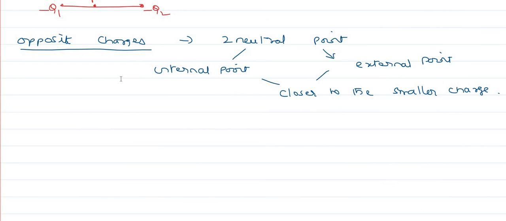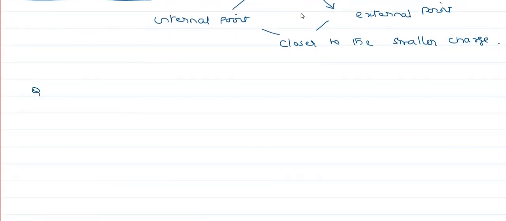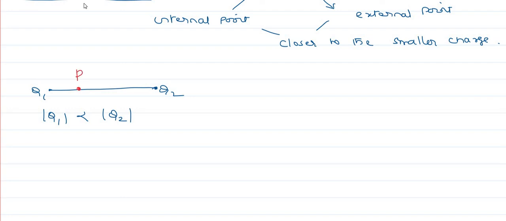So for internal points, let us consider that this is Q1, Q2 and the magnitude of Q1 is lesser than the magnitude of Q2. Always for opposite charges you should consider this. Now we know that Q1 is lesser than Q2, so the neutral point must be closer to Q1. That we know. So what is the formula? It is very simple even if you do it the regular way. At the point P, what is the potential? Potential should be 0. That means VA should be equal to VB.